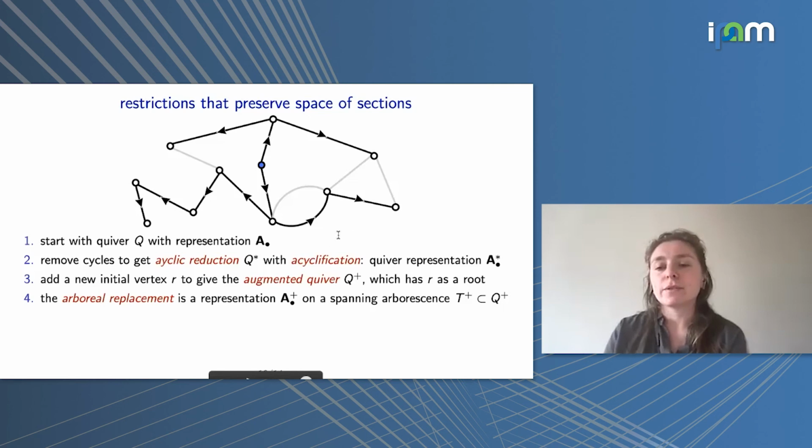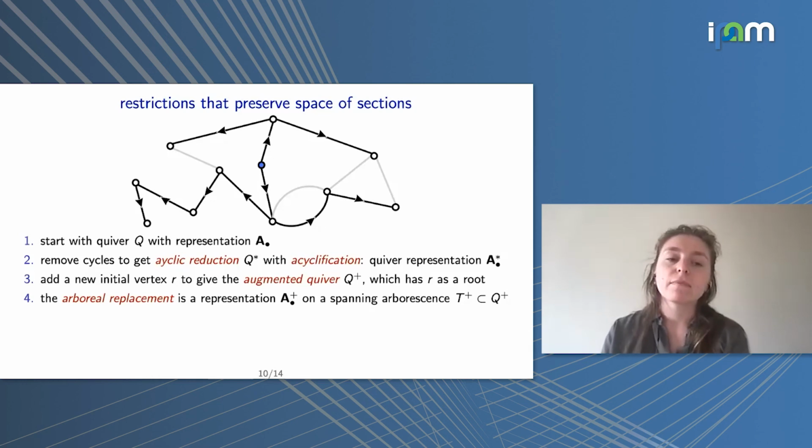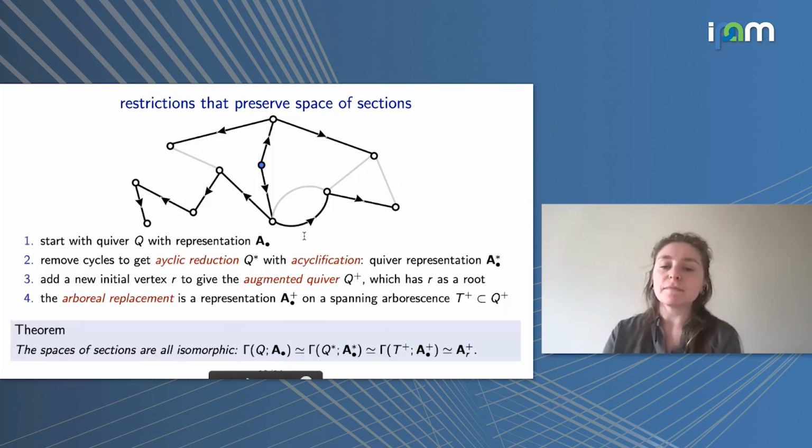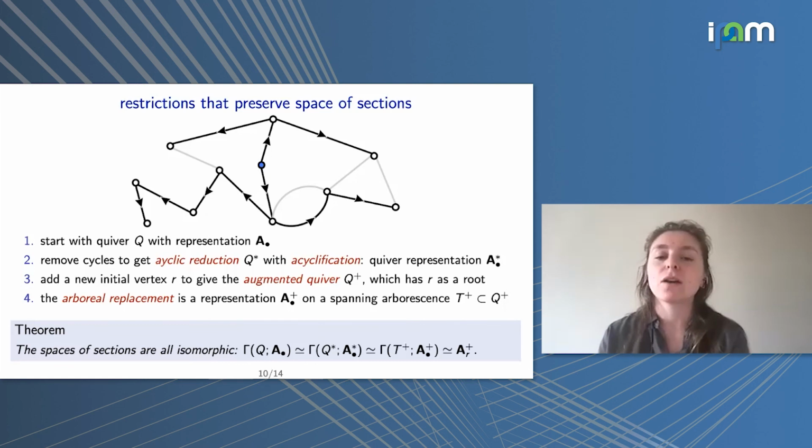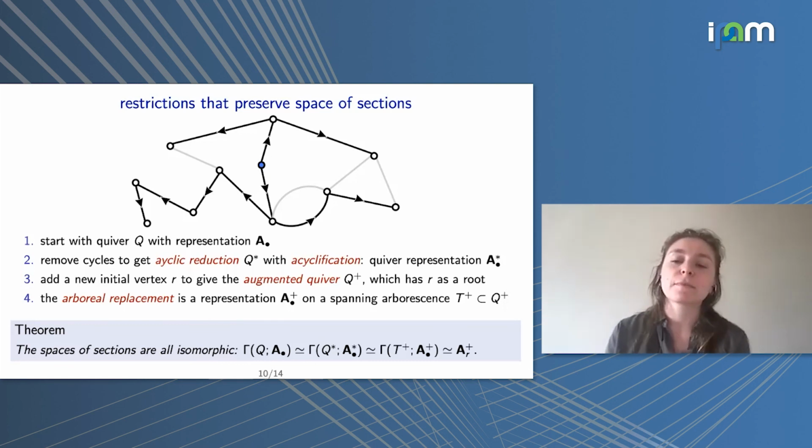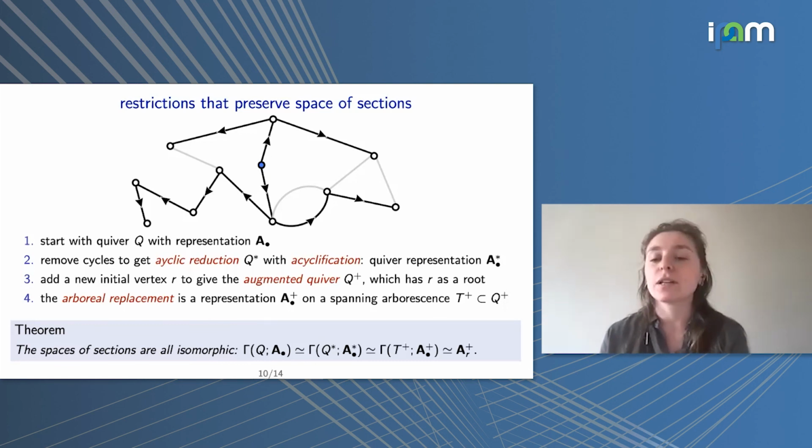Okay, and here's our choice of arborescence to take. Okay, so yeah, in the paper we describe a recipe for doing each of these steps on a general input quiver. And then the theorem that we're looking for is that none of these changes affect the space of sections, or rather that each of these changes have been done so as to preserve the space of sections.